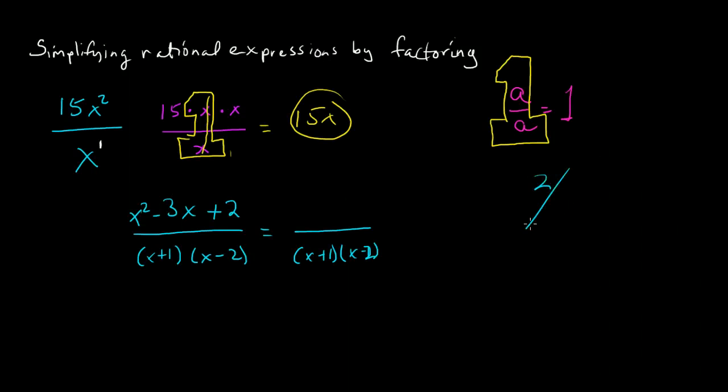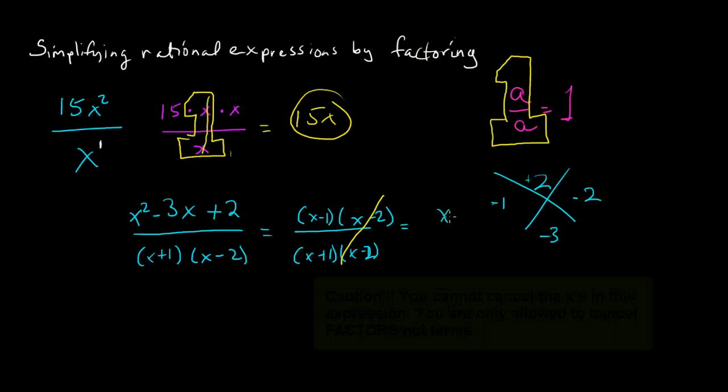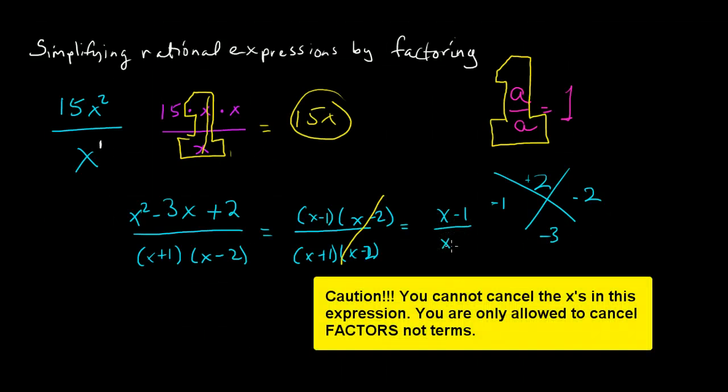So I'm looking for factors of 2 that'll combine to give me a negative 3. My only factors of 2 are 1 and 2. The middle term is negative. Because this 2 is positive, then this 1 has to be negative. So this factored is x minus 1 times x minus 2, and lo and behold, I have a 1 here that I can divide out. So when I divide out that 1, what am I left with? x minus 1 over x plus 1.